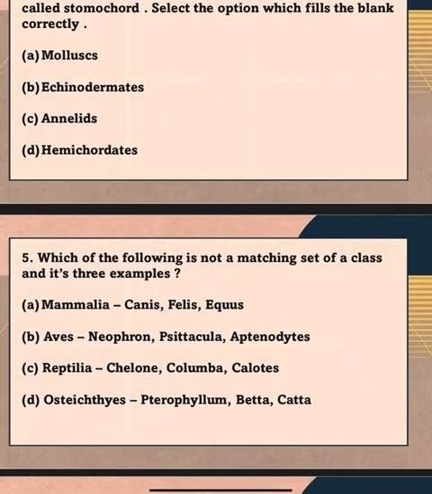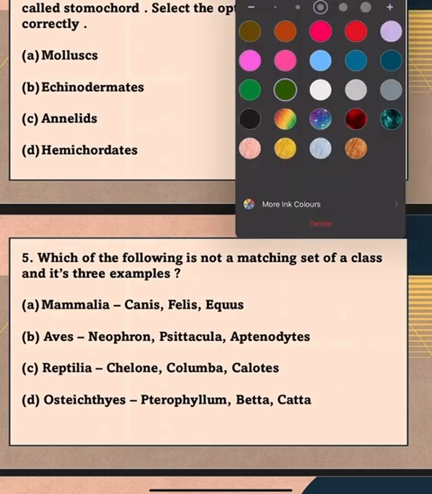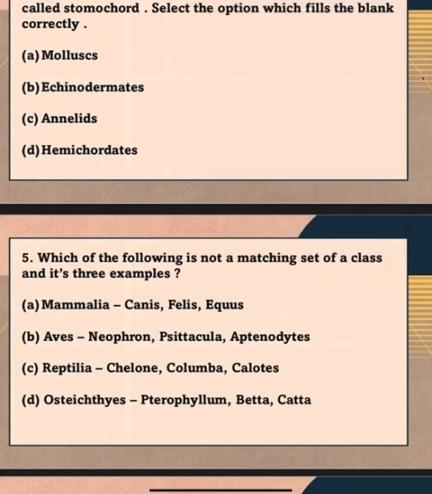Dash have a rudimentary structure in the collar region called stomochord. Select the option which fills the blank correctly. So the dash organisms is nothing but hemichordates. Hemichordates is the answer. Stomochord is a peculiar character of hemichordates, present in the collar region.